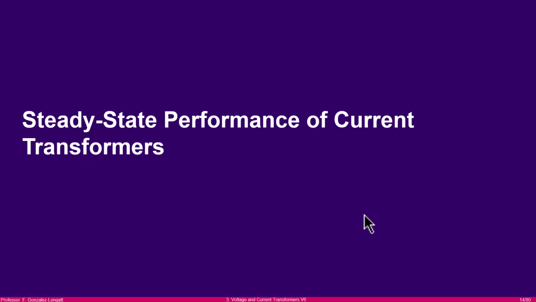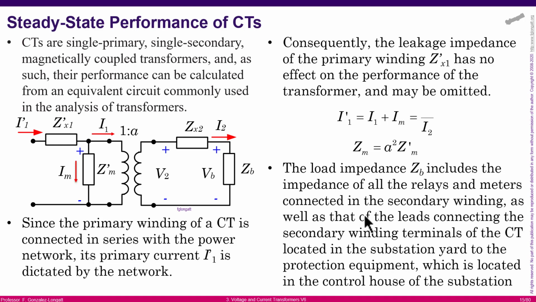In this course, we need to run some calculations about circuit current transformers, and the best way to understand this is starting with the classical steady-state performance of the current transformer. A current transformer, you will realize that is similar to the two-winding transformer.